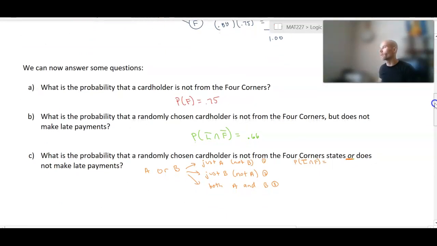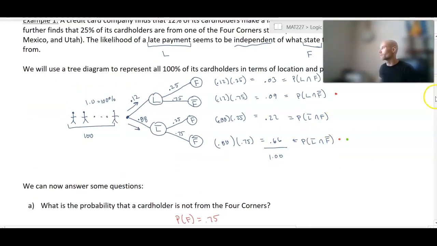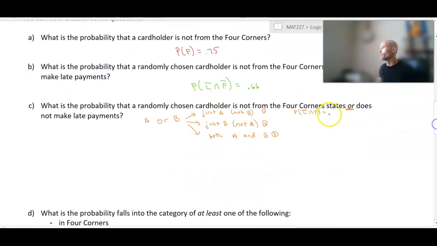Oh, I'm sorry, not late payment and are from Four Corners, that's the 0.22. Okay, so 0.22, they also have those who are not late payments. They do make late payments, but they have to be one or the other, so that means they are not from the Four Corners.